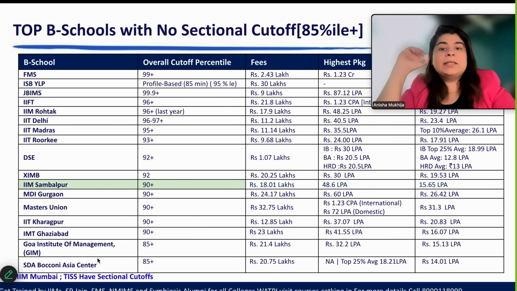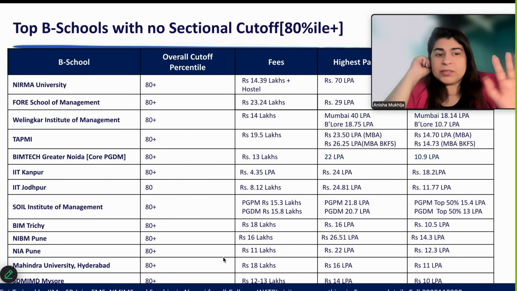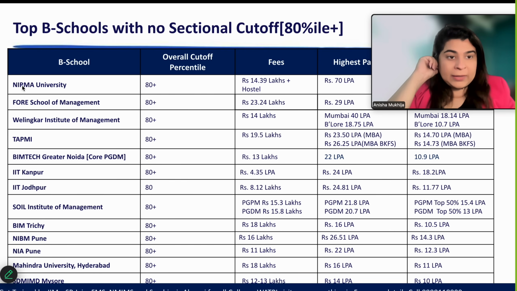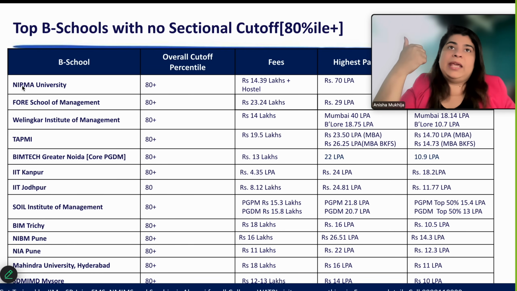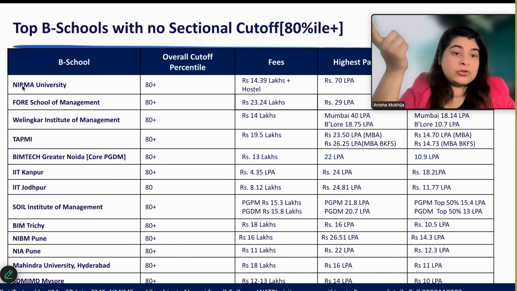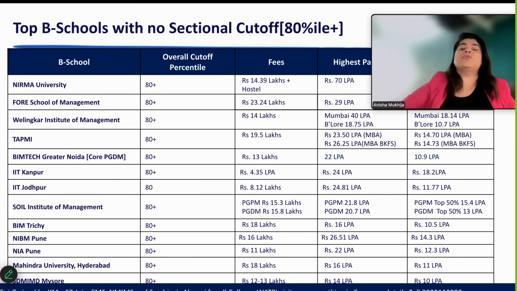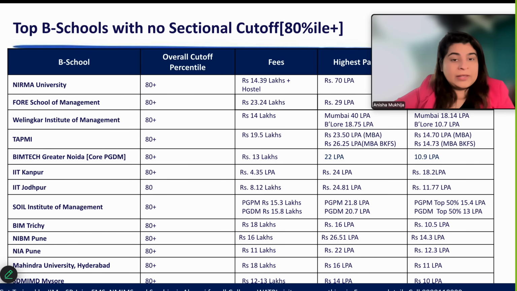Then we look at certain colleges which are below 85, like 80 percentile plus. Again, no sectional cutoff which you can look at. You have Nirma University in Ahmedabad, 3 programs, MBA, MBA HR, and this year they have a new program called the MBA Global Management. Last year it started, some handful of students had gone for the same, but overall Nirma is doing very well in terms of the kind of faculties they have as well.